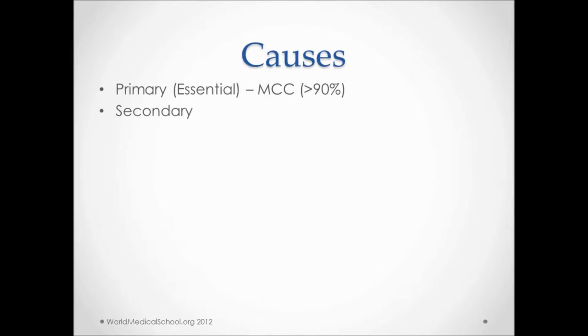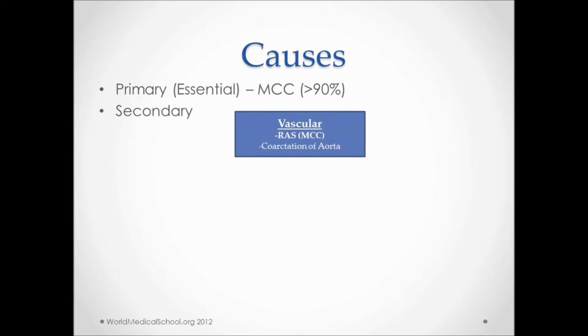There are a number of secondary causes of hypertension. So let's group them into different categories for easy understanding and recall. Vascular causes. RAS, or renal artery stenosis, being the most common cause of secondary hypertension. It can be diagnosed by listening for an abdominal bruit.